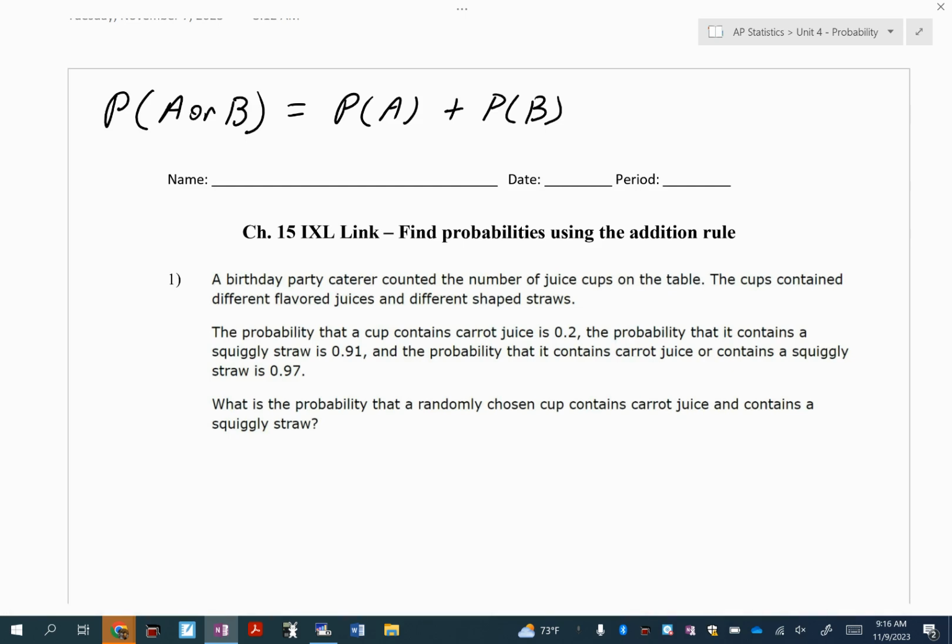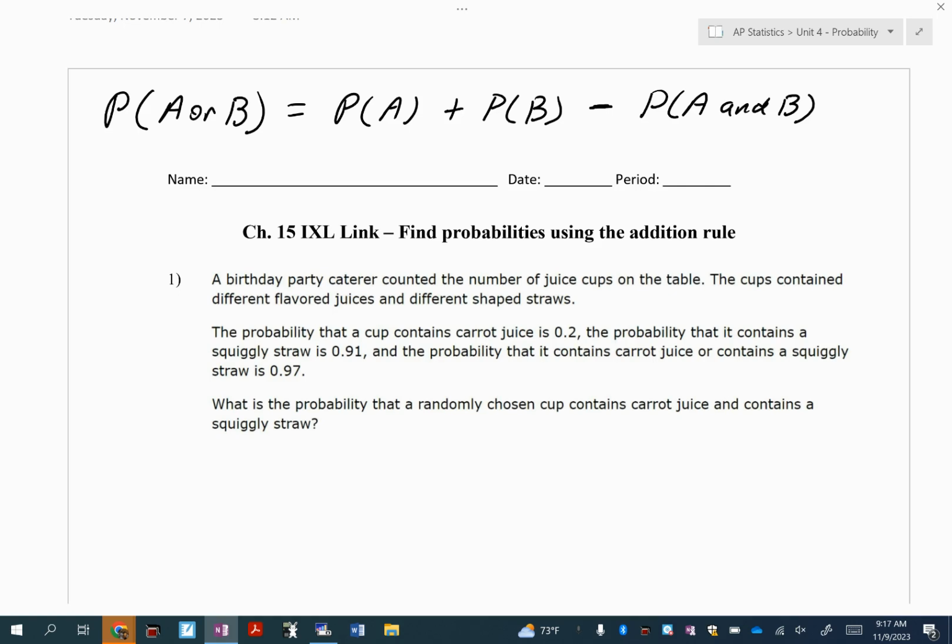Now, what we're going to find out is that if they're not disjoint, we have to make sure we include something else. So here's the rest of the addition rule. Minus the probability that they both happen. All right, so essentially, I just want to factor this in so I don't double count. That's why I put the minus probability of A and B. So I'm going to be using this rule to do numbers 3, 1, and 2.